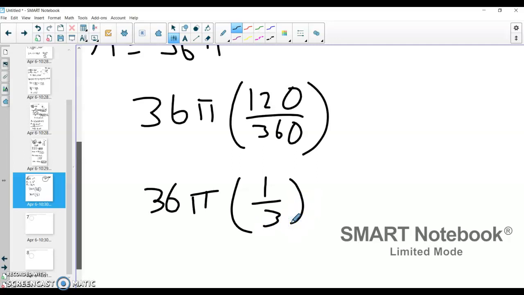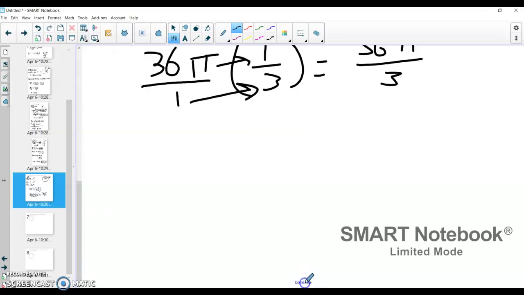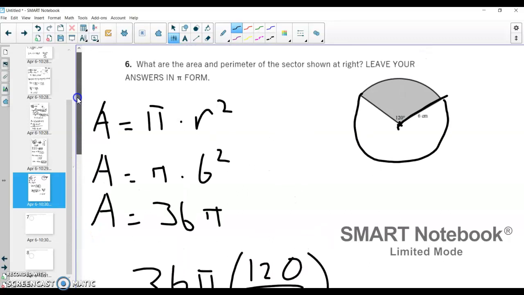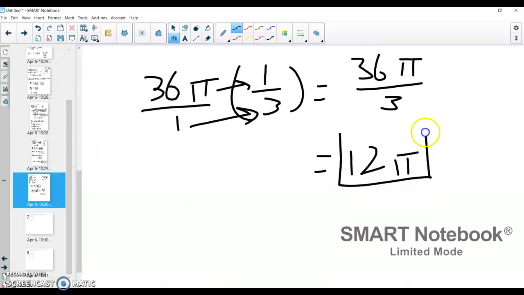And then we can multiply these two together. I'm going to put the 36 pi over 1, multiply the denominators, multiply the numerators. What you get is 36 pi over 3, and 36 pi over 3 should just reduce down to an area of 12 pi. That should be your answer for this problem: that sector has an area of just 12 pi.